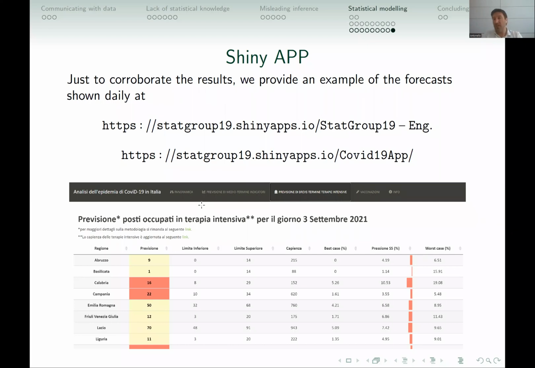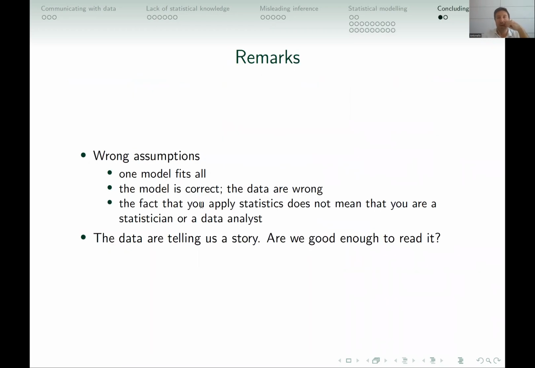It's quite effective. Journalists and the general public have used this Shiny app for 2 years. You can find all the information from Italy. All the data from Italy are stored there. There are nice graphs and many other things.